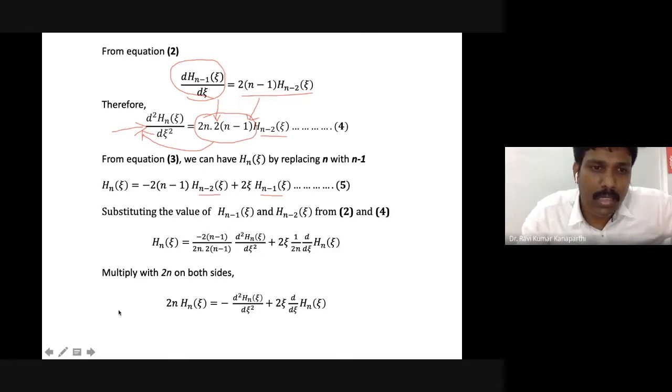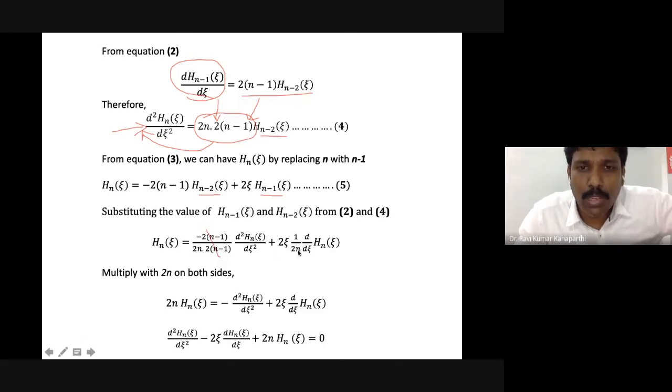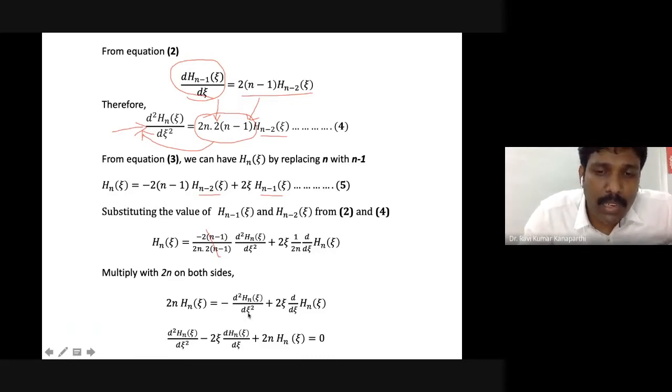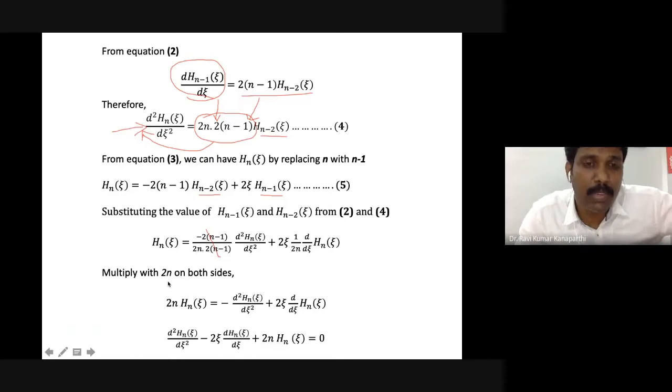So in this expression, you can do a simple simplification. This actually cancels out: 1 over 2n is there, and here that 1 over 2n is there. So 1 over 2n can be cancelled out by multiplying with 2n. So 2n Hn of z is equal to minus d square Hn of z by dz square plus 2z d Hn of z by dz. Please remember that 1 over 2n here and here both got cancelled out because we multiplied with 2n.